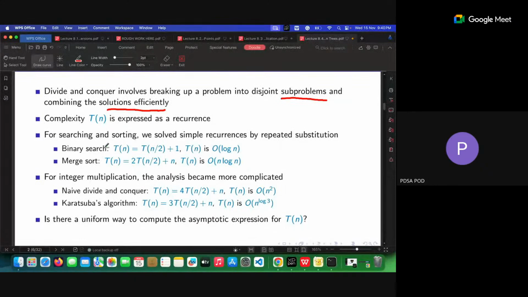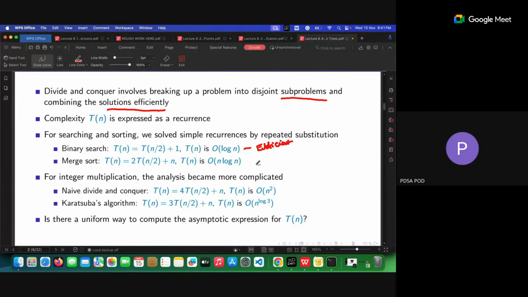So let's see searching and sorting. For binary search, T of n equals T of n by 2 plus 1, so T of n is O of log n. What exactly is binary search? Because the list is already sorted, we can do an efficient search. Every time we go for the mid position, so that's the reason.